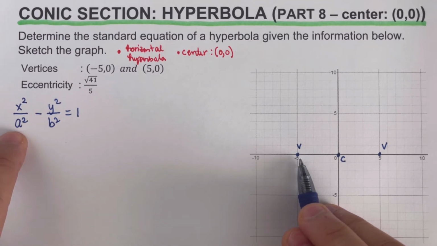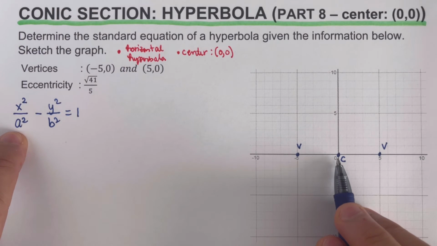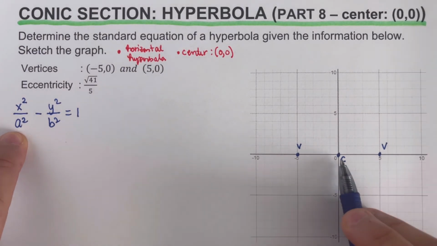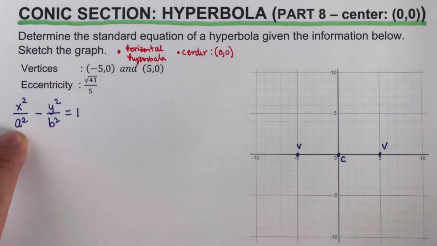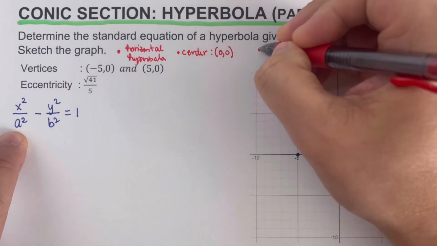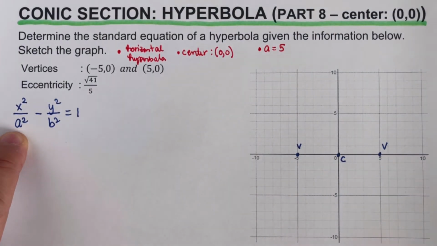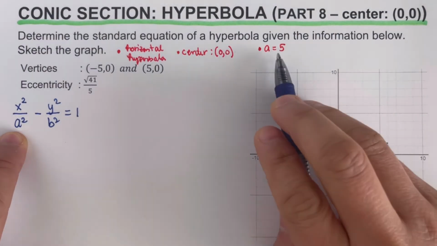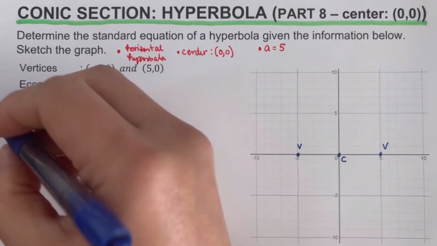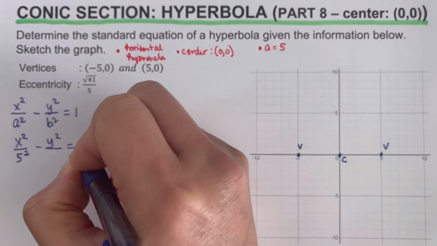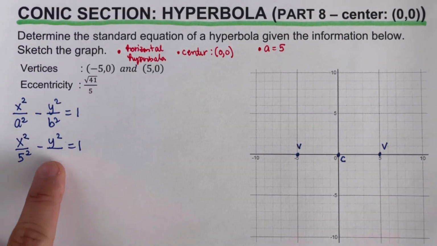In this problem right here, we can determine the value for A. A here would be the distance from the center to the vertex. So that would be 1, 2, 3, 4, 5. So I go ahead and write that up here. Our A is equal to 5. And we don't have a value for B. So I go ahead and plug in the 5 down here, so this equation would come out. Again, since we don't have a value for B, I left this blank.